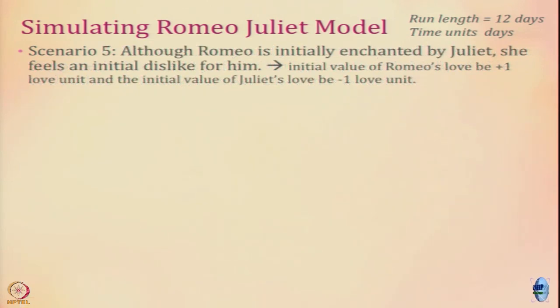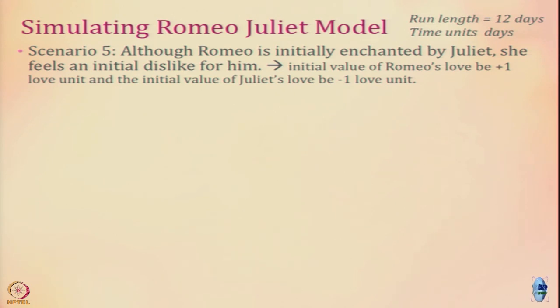How about if it's more complicated? Although Romeo is initially enchanted by Juliet, she feels an initial dislike for him. I think we simply model it by saying the initial value of Romeo's love is plus 1 love unit and Juliet's is minus 1 love unit. She dislikes him, but he likes her. Then what do you think will happen? Will it cancel each other?